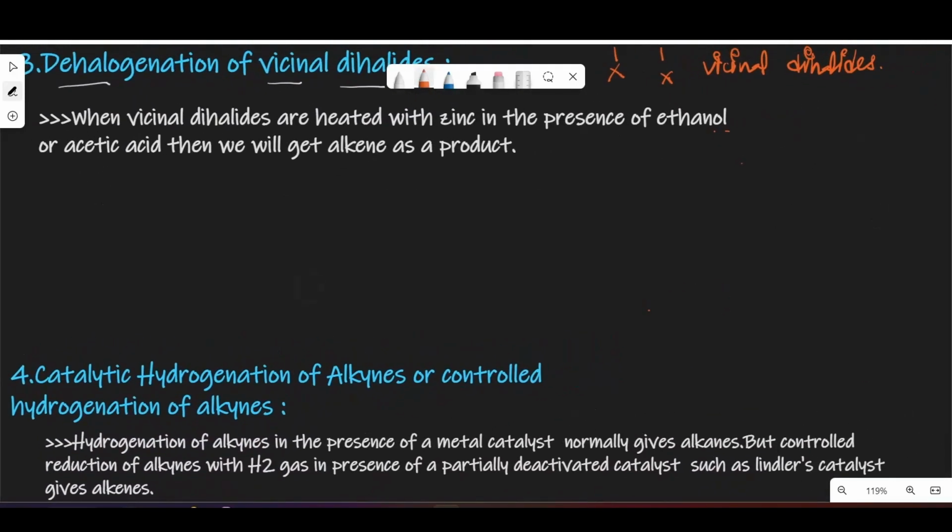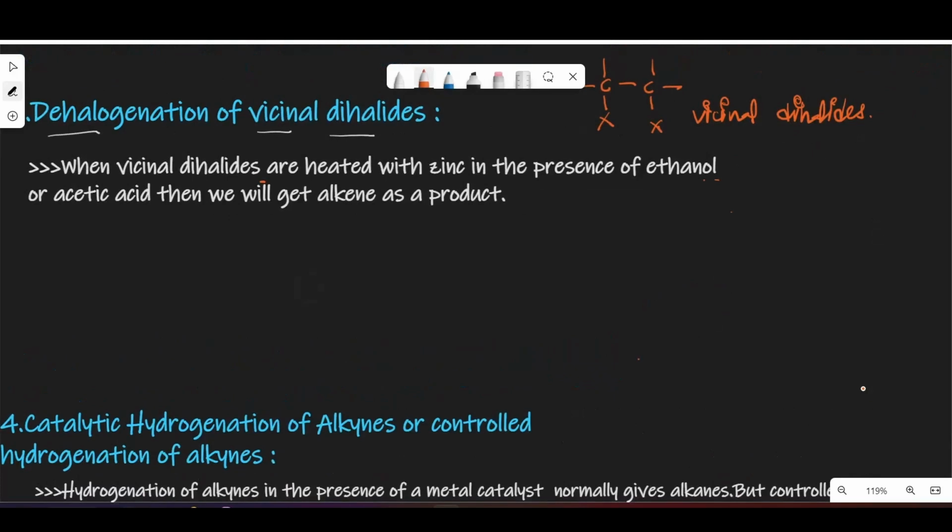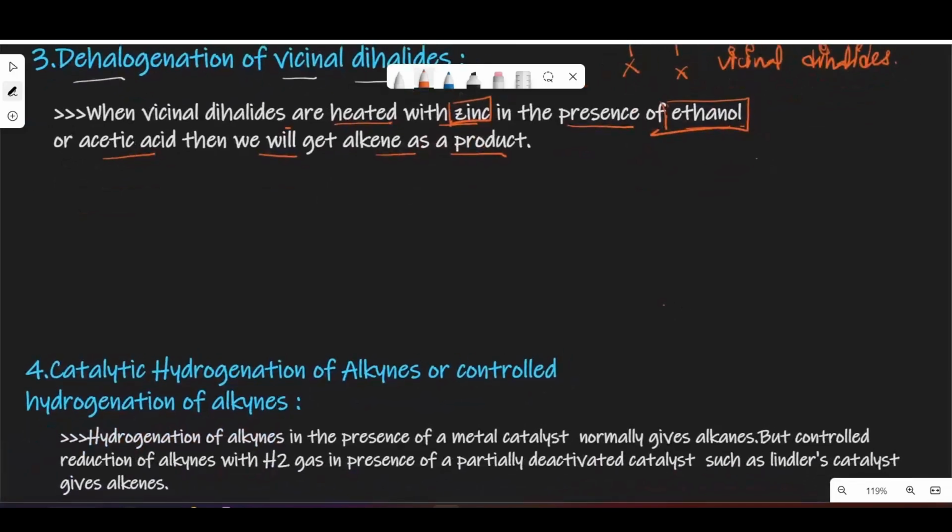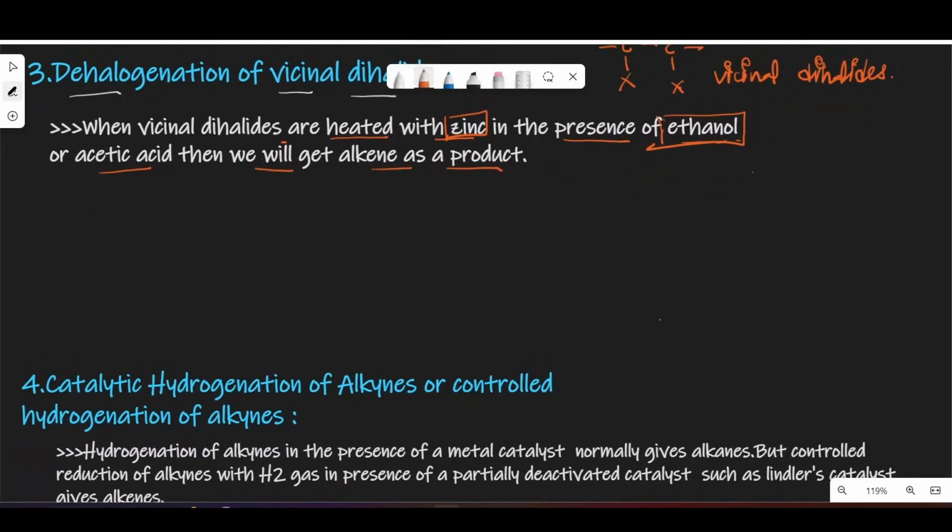So here, when vicinal dihalides are heated with zinc in the presence of ethanol or acetic acid, then we will get an alkene as a product. So in dehalogenation of vicinal dihalides, we will take zinc in the presence of ethanol as a reagent. Let's see one example. Let's take this compound, CH3.